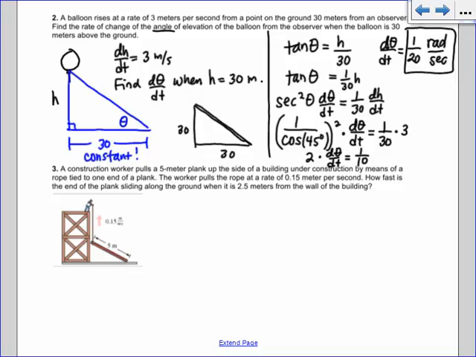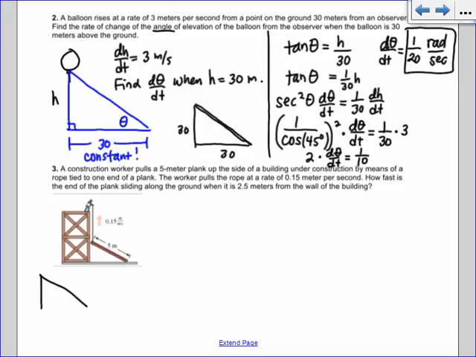All right, so number 3. A construction worker pulls a 5-meter plank up the side of a building under construction by means of a rope tied to one end of the plank. The worker pulls the rope at a rate of 0.15 meters per second. How fast is the end of the plank sliding along the ground when it is 2.5 meters from the wall of the building? So let's write what we know.